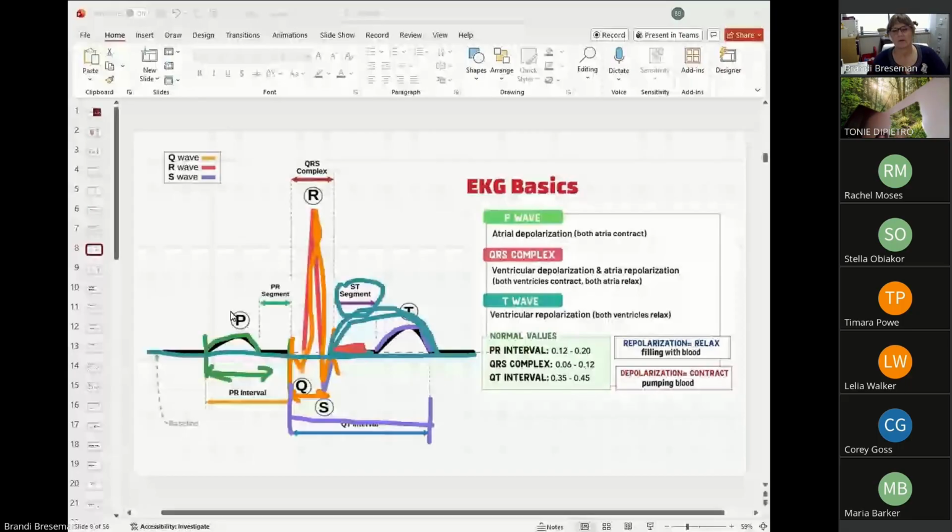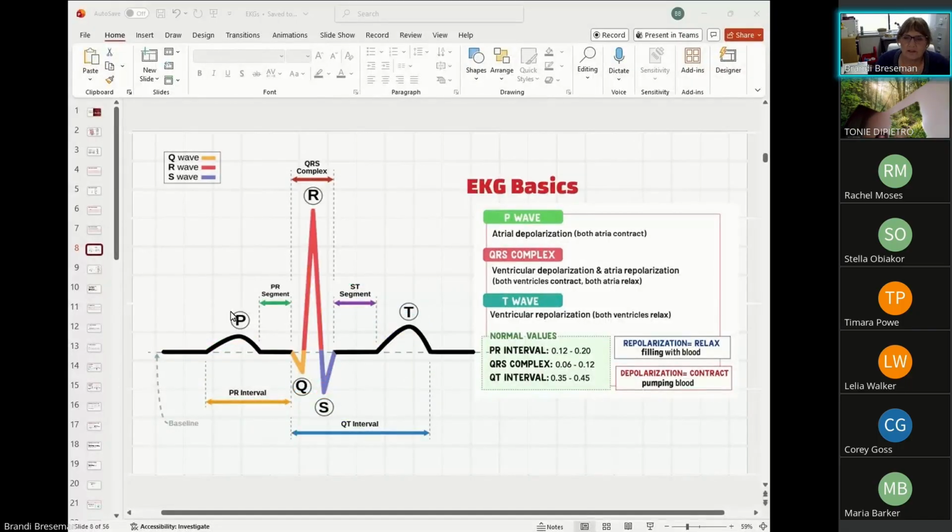Okay. So, when we first look at our EKG, the first thing we're going to look for is our P wave. And this is this little bump right here. Okay.